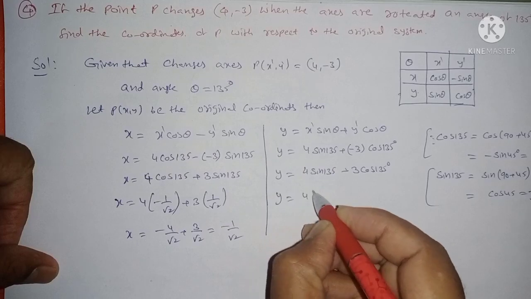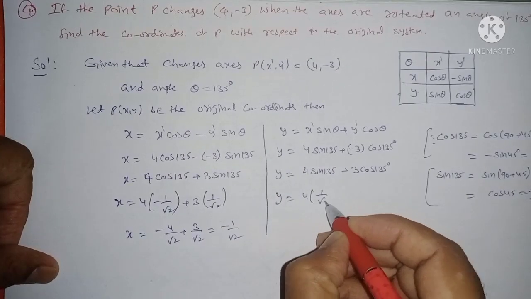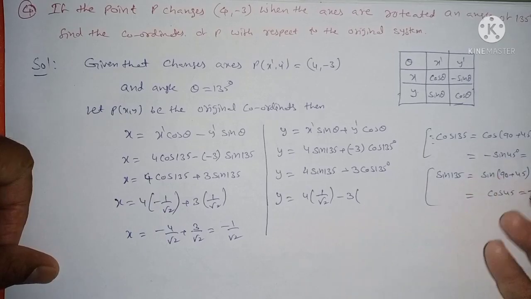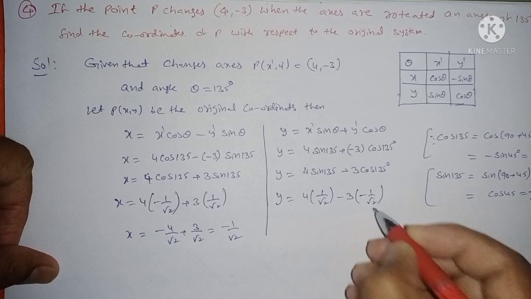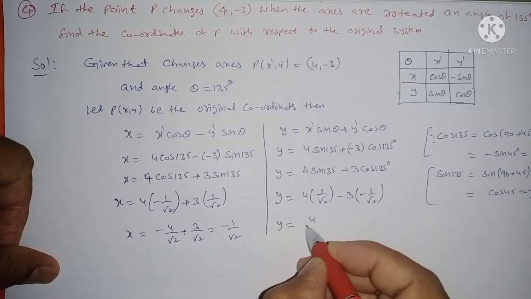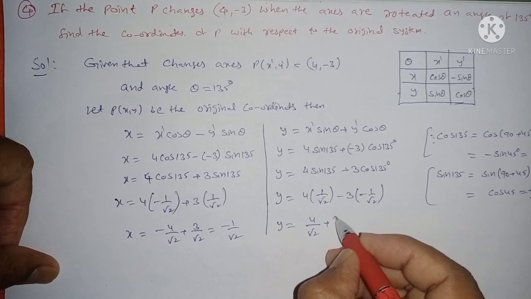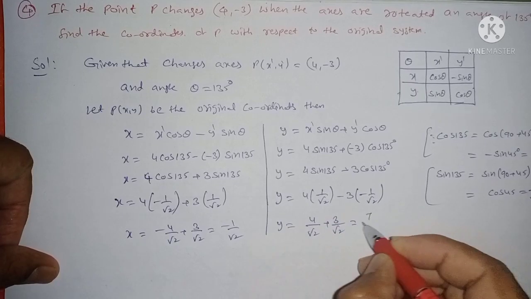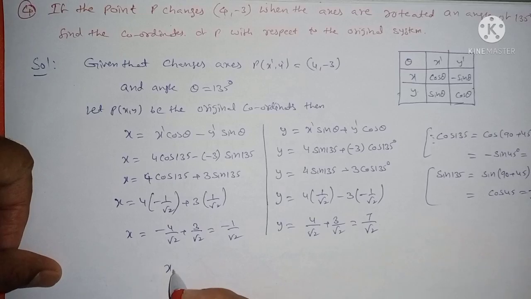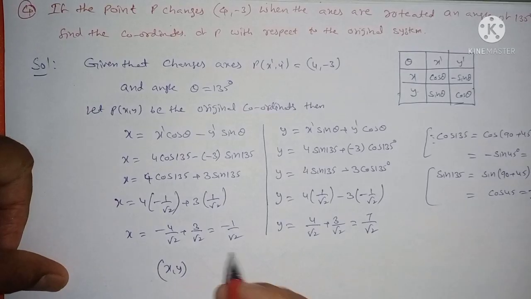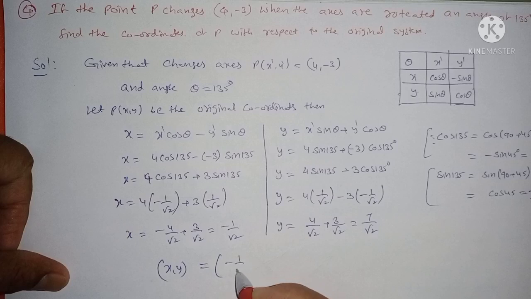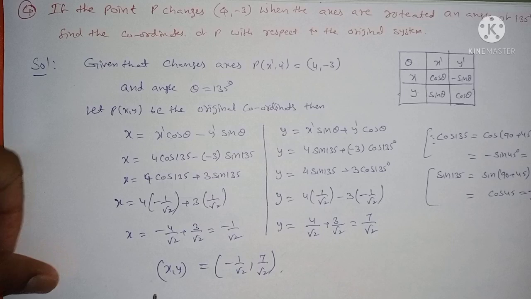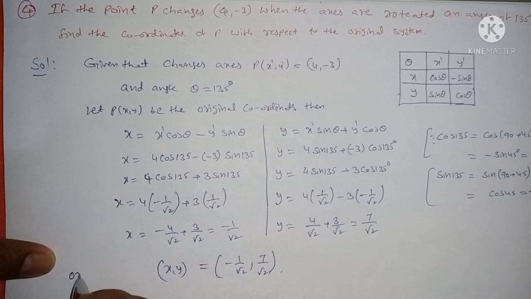Y is equal to 4 sin 135 is 1 by root 2, minus 3 cos 135, you got here minus 1 by root 2. Y is equal to 4 by root 2 plus 3 by root 2, that is 7 by root 2. Therefore, the coordinate x y is equal to minus 1 by root 2 comma 7 by root 2. This is the original coordinates.